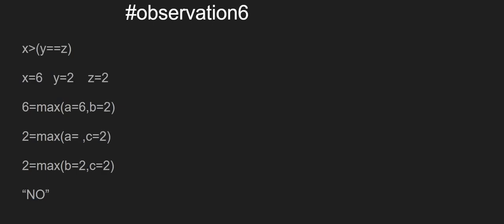So let's see the next observation. Here now I am taking y equals to z but x is greater than y. So let us take x equals to 6, y equals to 2 and z equals to 2. So x 6 equals to max of a comma b. So I am taking a equal to 6 and b equals to 2 or any other value. And 2 equals to max of, if we keep a equal to 6 then maximum will be 6. Let's see this case.